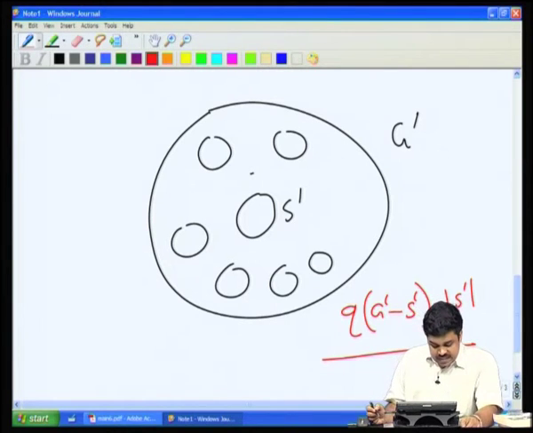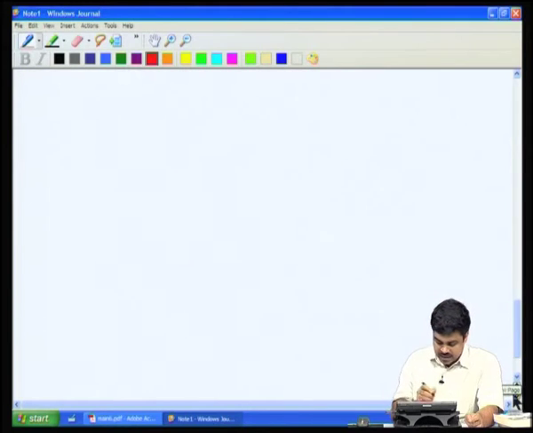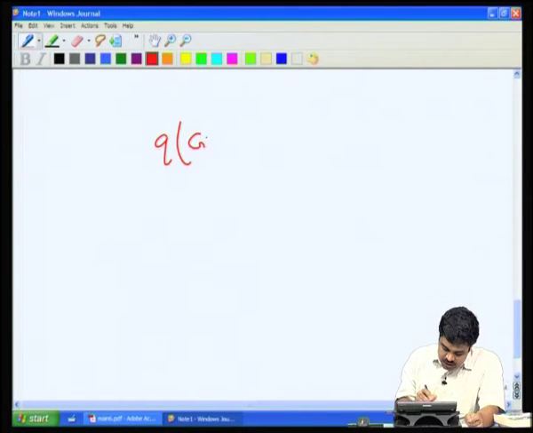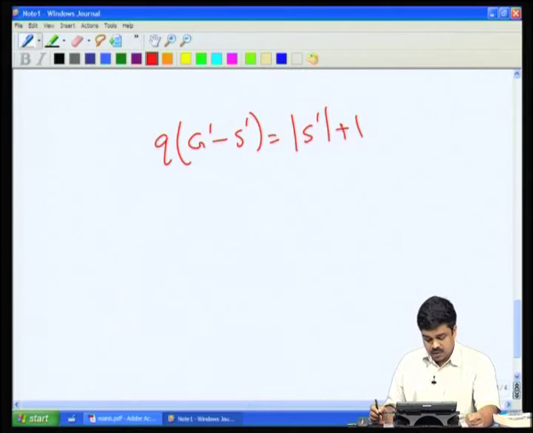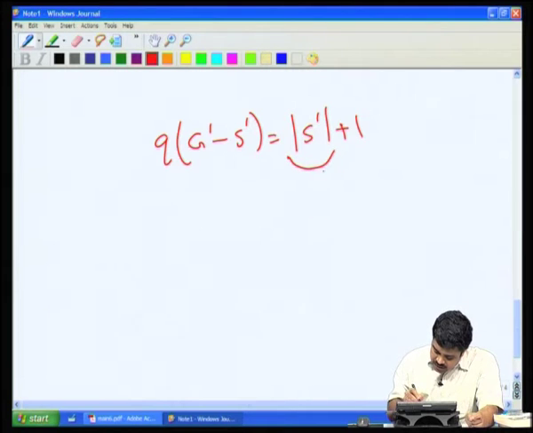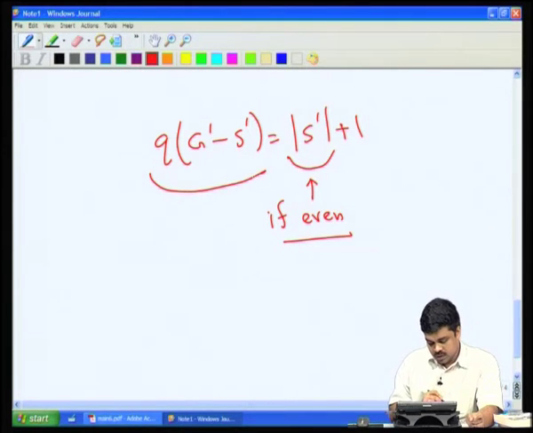But then when I say strictly greater, is it possible that it is equal to s dash plus 1? Is it possible that q of G dash minus s dash is equal to s dash plus 1? That is just one more. So, we claim that it is not possible. Why? Because suppose s dash is an even number, then this has to be odd. So, the number of odd components is odd.